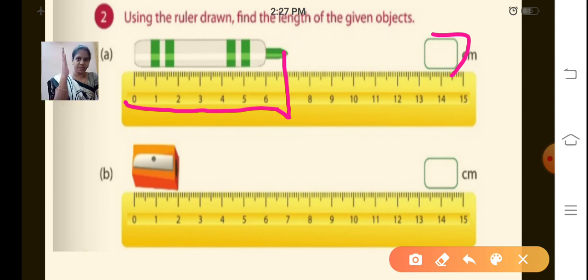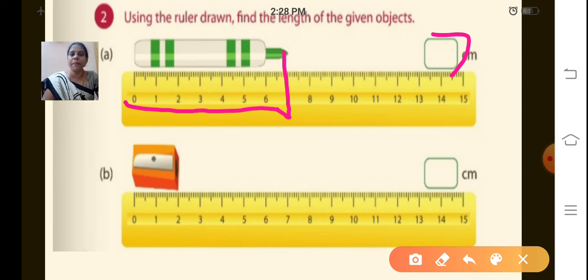centimeter. So it starts from 0. Just see where it ends. Yes, it ends at number 7. So each one is 1 centimeter. 0 to 1 is 1 centimeter. 2, 3, 4, 5, 6, 7. So what is the length of that object? A sum, 7 centimeters. So write down 7 inside the box. A is 7 centimeters long.